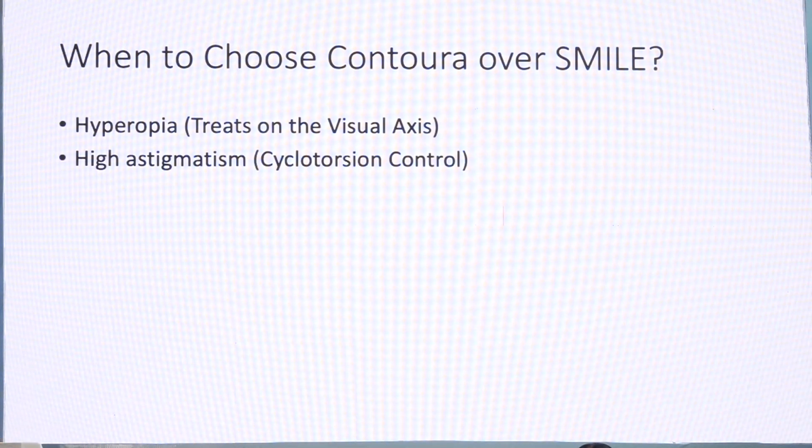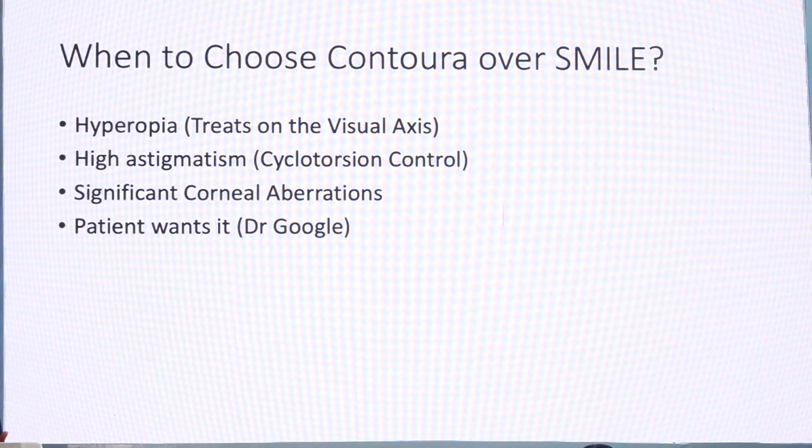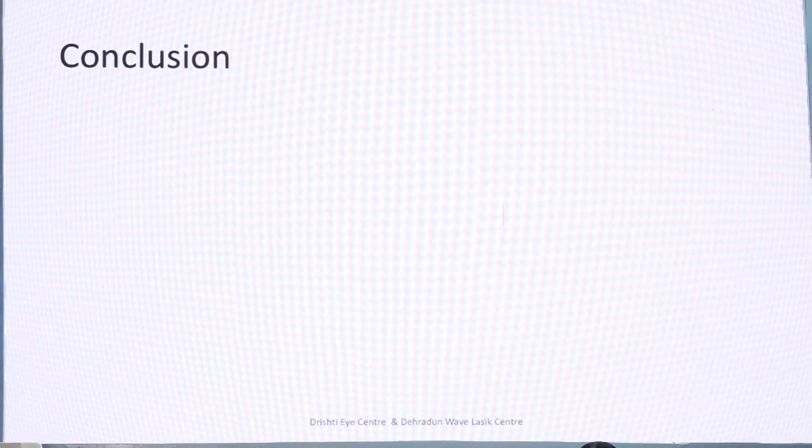takes much more time. So final conclusion: hyperopia, because it treats on the visual axis, can be a good option for Contoura, but it's a difficult planning, and Forcities doesn't plan for hyperopia. High astigmatism with good cyclotorsion control, very high corneal aberrations, and many times now the patient wants it and comes asking for Contoura, although now they come asking for SMILE more often than Contoura. Yet, some patients will come seeking Contoura, and then you have no choice. If it's not doing harm to the patient, you can still go ahead.